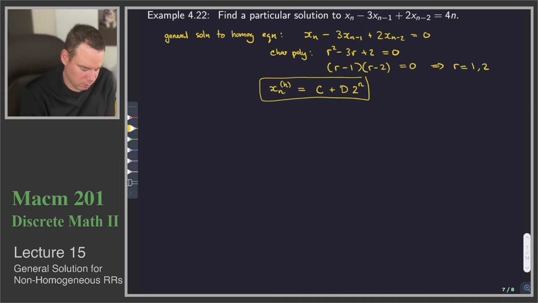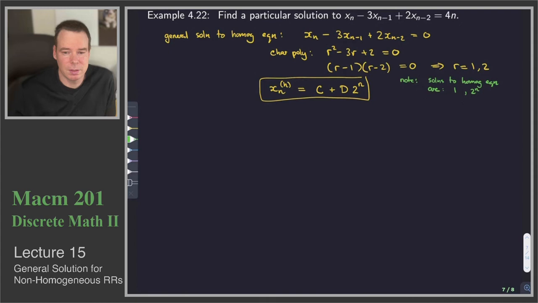Now the key thing to observe here is that a constant, or we can think of it as just 1, is a solution to the homogeneous equation, and 2 to the n is a solution to the homogeneous equation. We don't really have to note these things because they are already staring at us from this boxed formula, but I do just want to draw your attention to this. We have 1 is a solution and 2 to the n is a solution. And the reason I'm noting these is for our decision making that comes next.